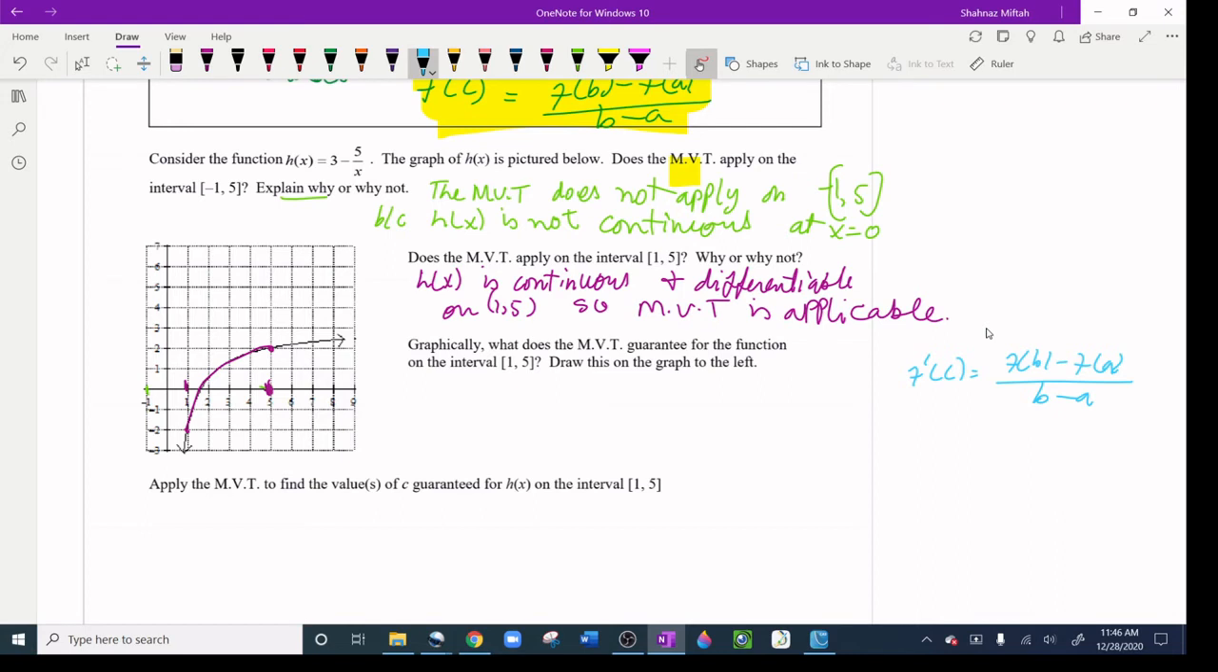So I'm going to say MVT guarantees a value of c between x equal 1 and x equal 5, where the tangent slope, h prime of c, since this is the h function, is the same as the secant line slope, which is h of 1 minus h of 5 over 1 minus 5. Like I picked 1 and 5.